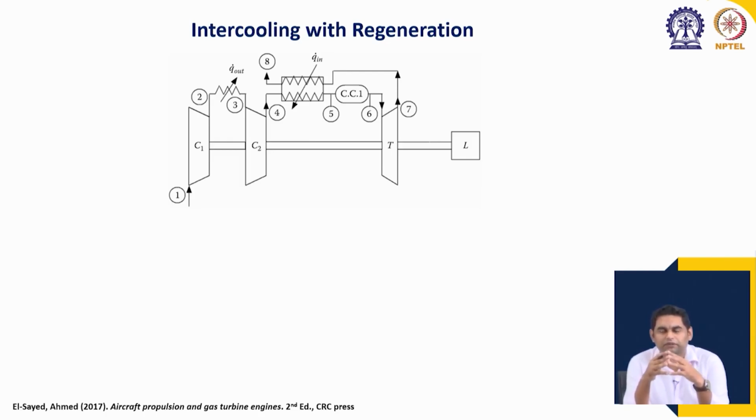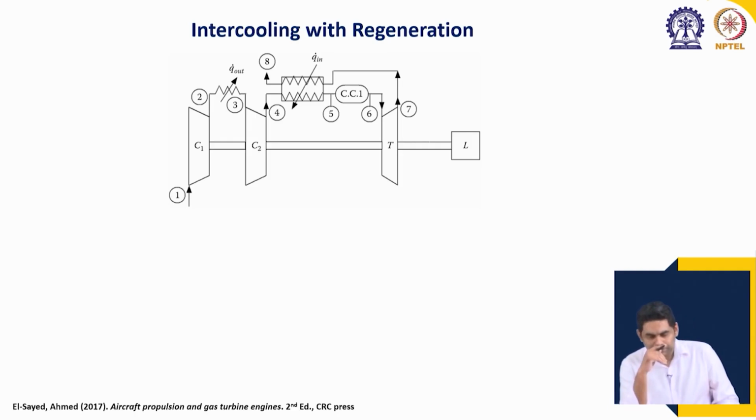That is why this name is given. Once the compression is done in the low pressure compressor, the air is passed to the intercooler where it is cooled by circulation of cold water, and then again the cooled air is passed to the second compressor, and the rest of the cycle is continued as usual.